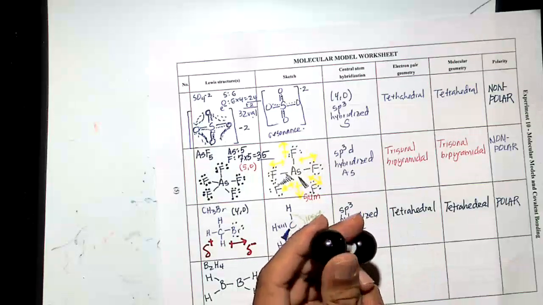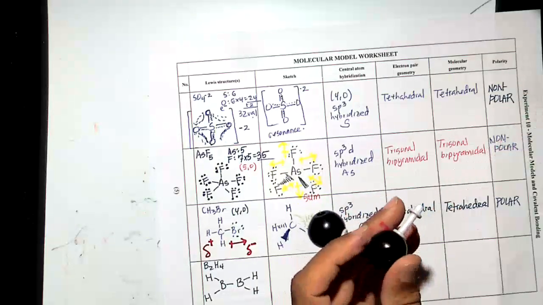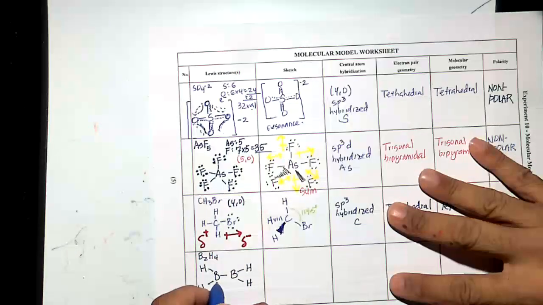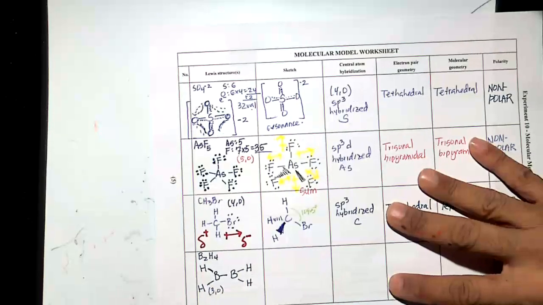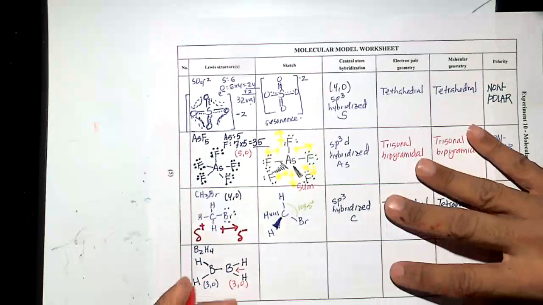Okay, these are the borons, and then my hydrogens are here. This is what it will look like. All right, how many bonding and lone pair on this boron? 3 bonding, 0 lone pair. Okay, what about this boron here? The same.